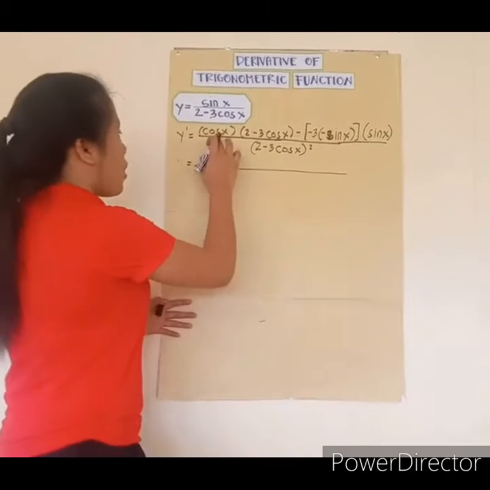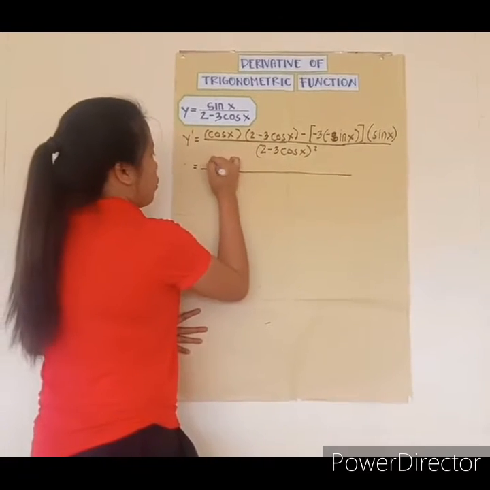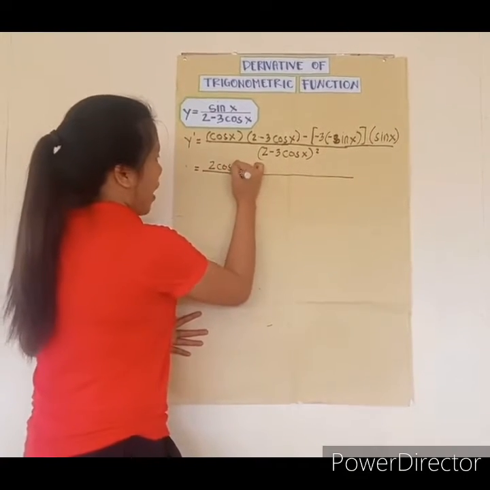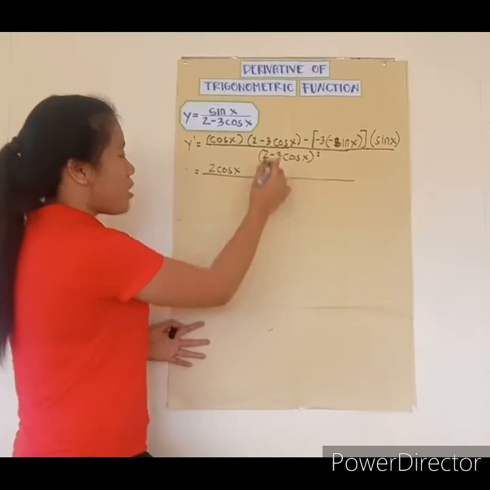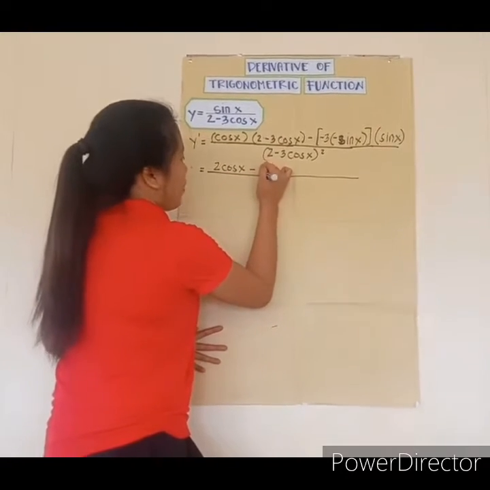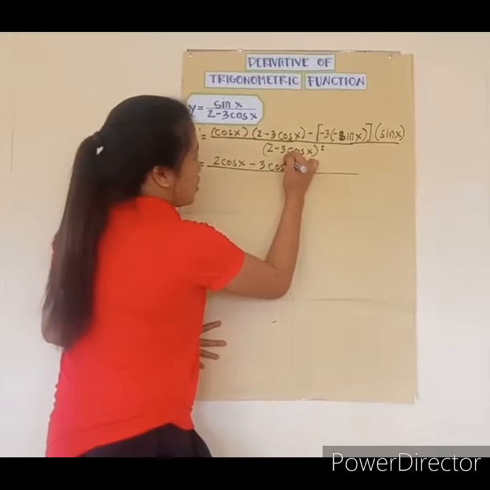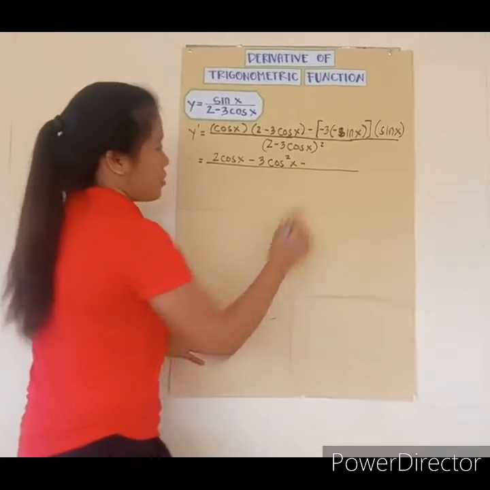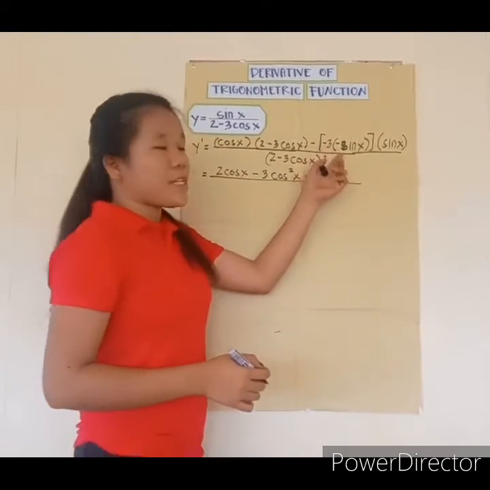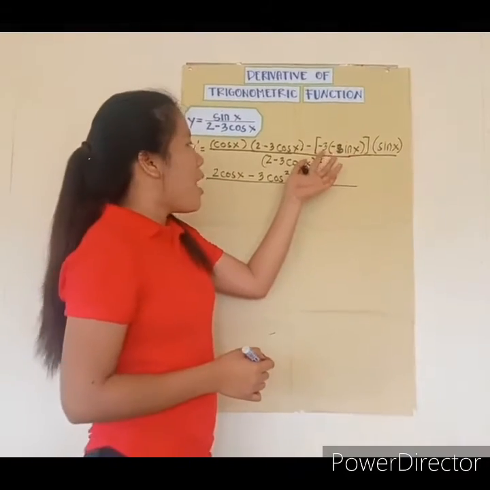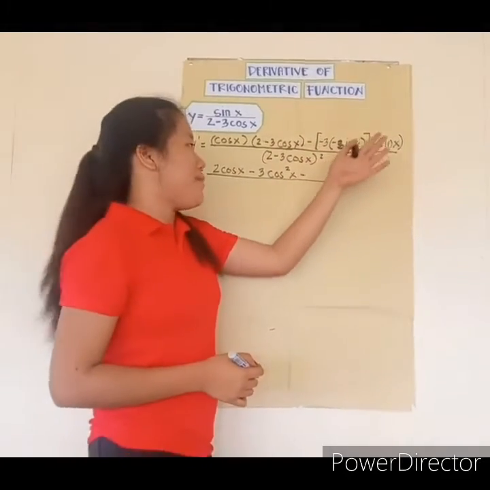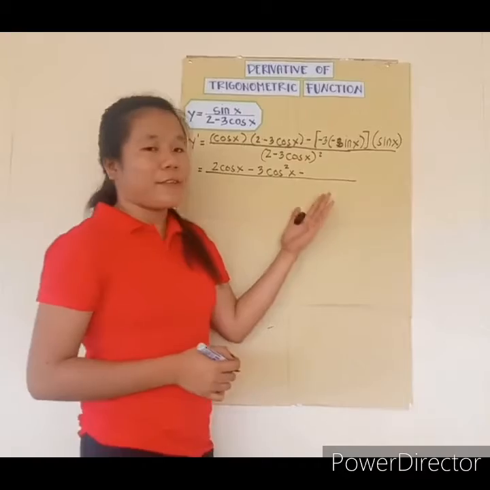So, let's simplify. Cos x times 2 will become 2 cos x. Then cos x times negative 3 cos x will become negative 3 cos squared x, minus negative 3 times negative sin x will become positive 3 sin x, times sin x will become positive 3 sin squared x.